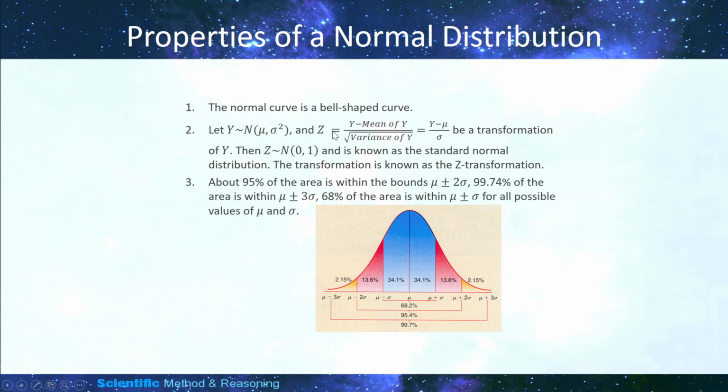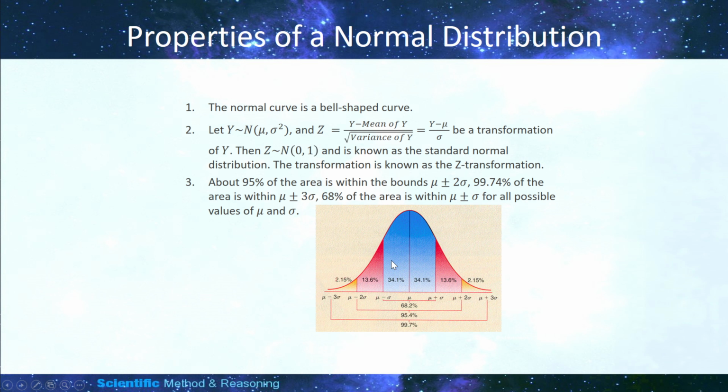Now notice that this is the transformation: the random variable y minus its mean, the mean of y, divided by the square root of the variance of y. Therefore we have y minus mu divided by sigma, and this is what we call the z transformation.